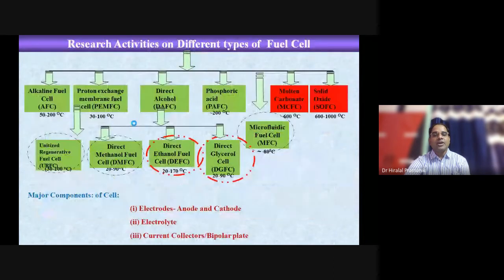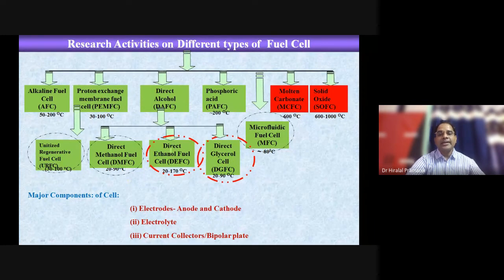So all types of cell that I discussed in the previous slide, you can see direct methanol and direct glycerol fuel cell are in a very low temperature range, and I told you that it is of a renewable nature. But in all types of fuel cell, the major components are electrode, anode and cathode, then electrolyte, current collectors, and bipolar plate. Anode and cathode, electrolyte is very, very important. Bipolar plate has a standard design, a flow channel which basically helps to flow the fuel at the anode side and oxygen at the cathode side.